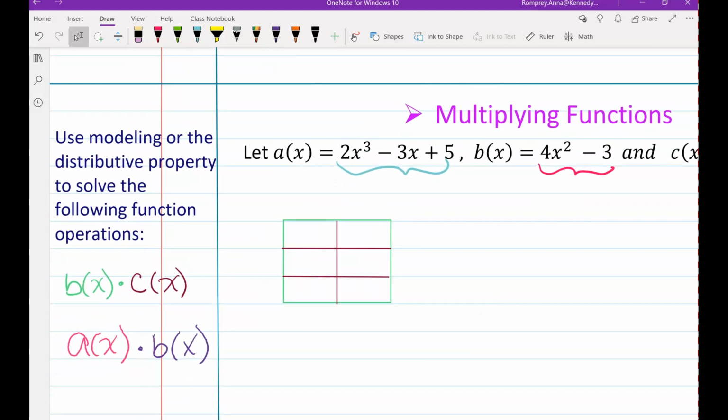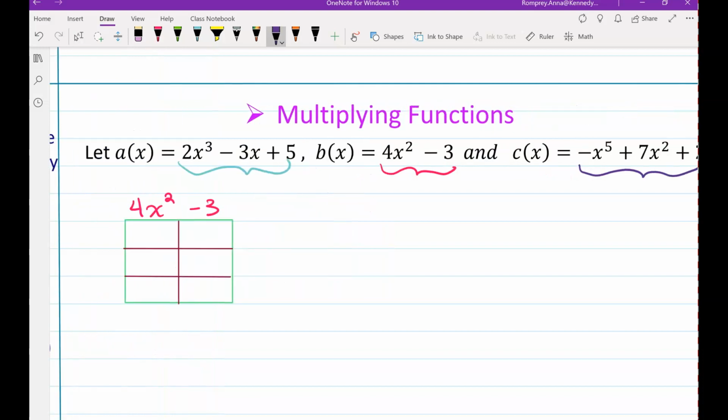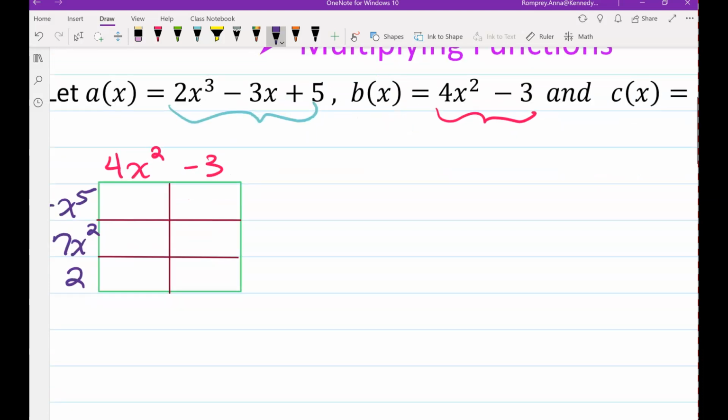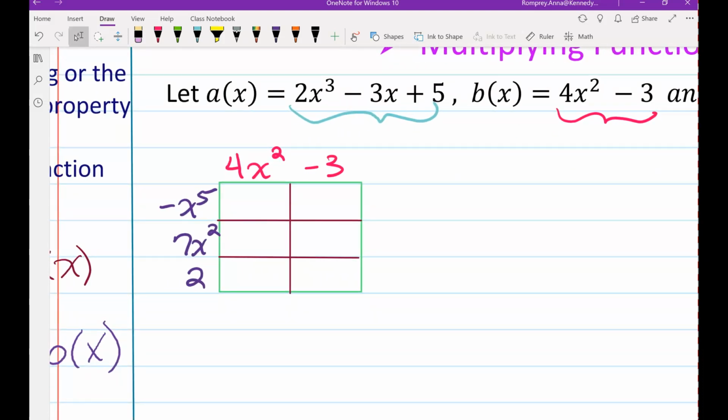So b of x gives me 4x squared and a negative 3. No, just a negative 3, excuse me. And c of x is negative x to the 5th, 7x squared, and a positive 2. So when I go to multiply b of x times c of x, we're just going to, well, multiply.